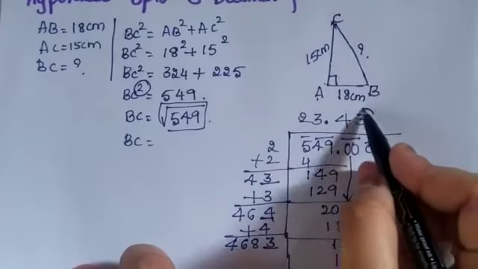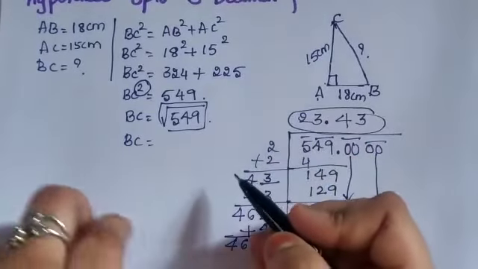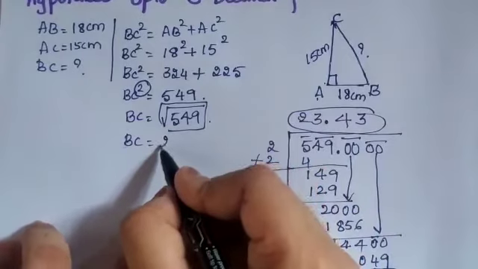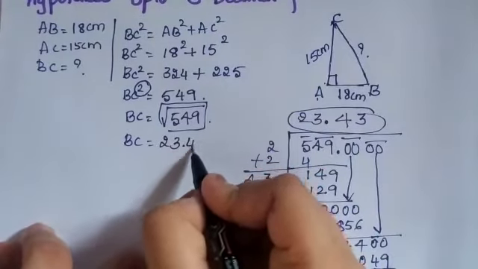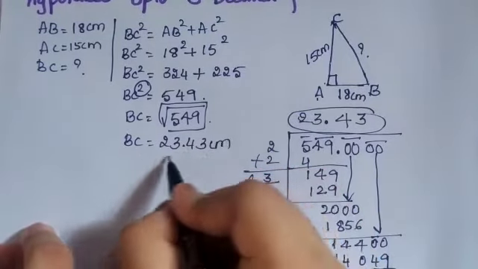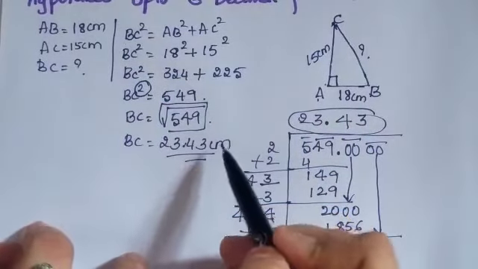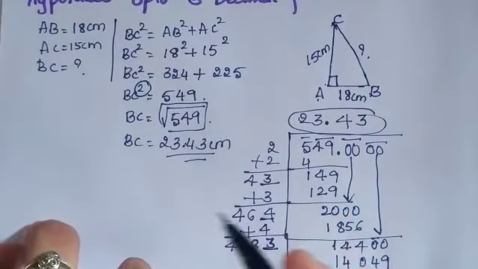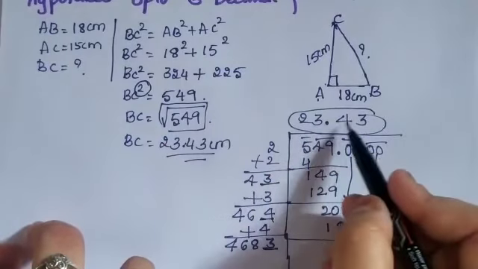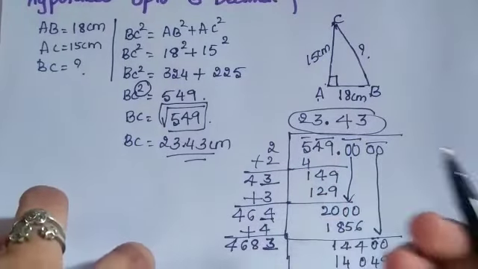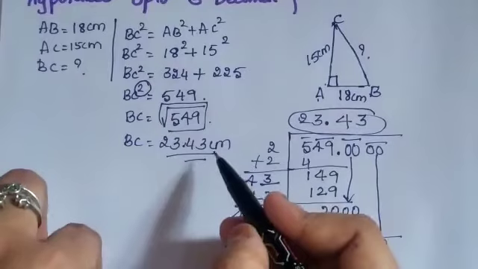So I want this part only. What have I got? I have got 23.43 centimeter, because everything is in centimeter. So this is 23.43 centimeter. You can keep your answer as 23.4 also, that is also correct. If it is not, you can continue.